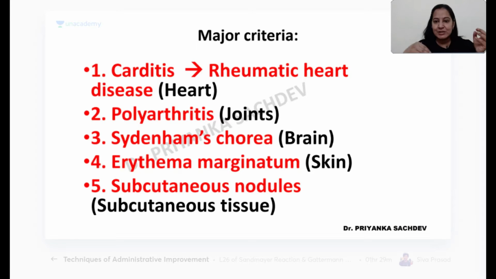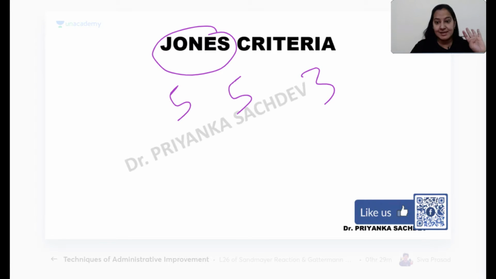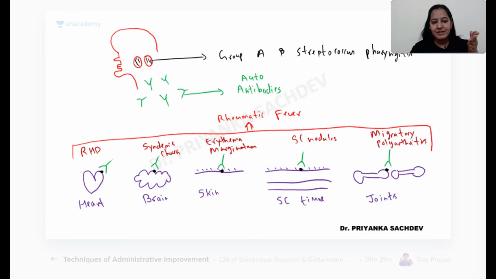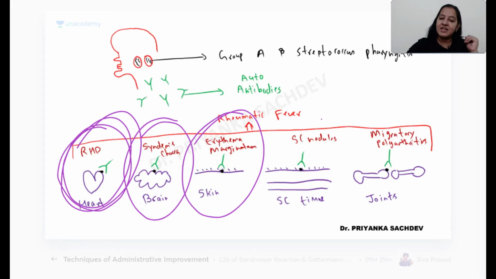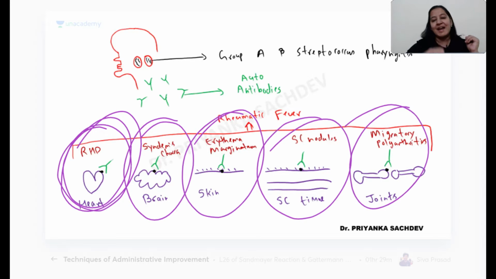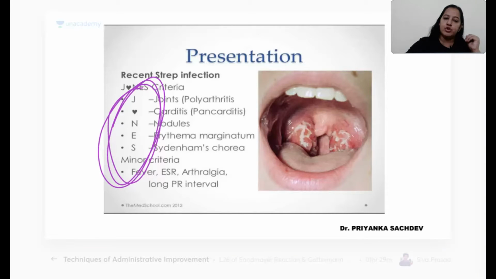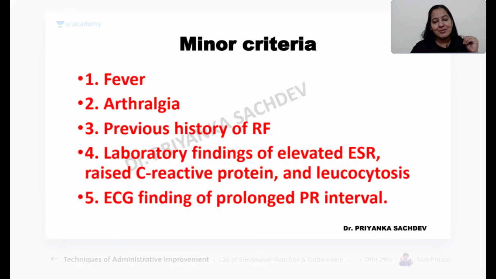And these 5 diseases together are known as the Jones major criteria. In Jones criteria, there are 5 major, 5 minor and 3 supportive criteria. We have already discussed them in detail. These are the 5 major criteria, the 5 diseases. In the heart, it is RHD, rheumatic heart disease, which is pancarditis. In the brain, it is Sydenham chorea. In the skin, erythema marginatum. In the subcutaneous tissue, subcutaneous nodules. And in the joints, migratory polyarthritis. These are the 5 major criteria of Jones, along with this, there must be tonsillitis. Correct or not? These are the 5 major criteria which you must know.